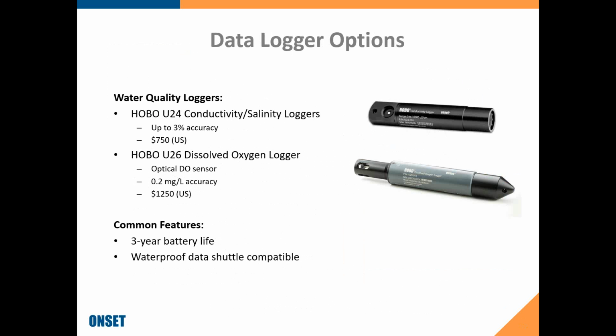We also have the U26 dissolved oxygen loggers. They use an optical DO sensor technology, which provides an accuracy of 0.2 milligrams per liter for the lower level measurements where it's most critical. The oxygen levels are most critical there, and that sells for $1,250 US. Both of these loggers have a 3-year battery life, and they're also compatible with the waterproof data shuttle.